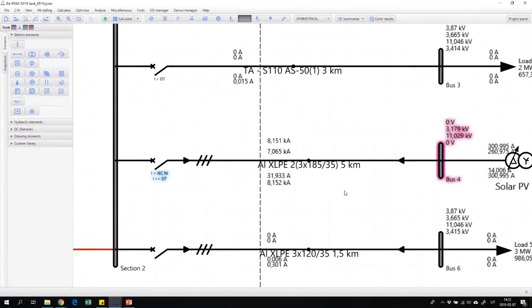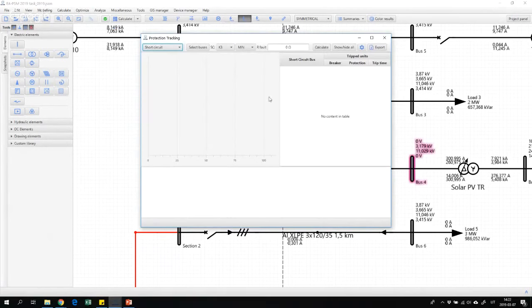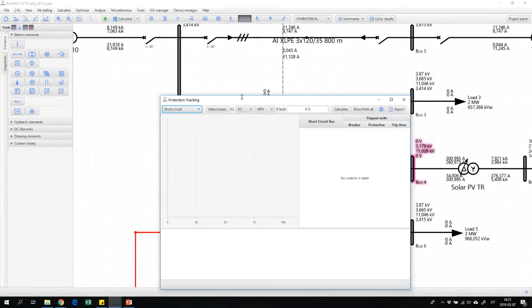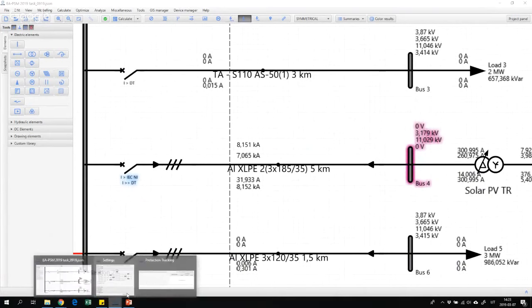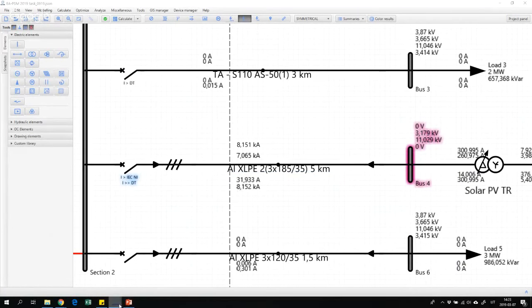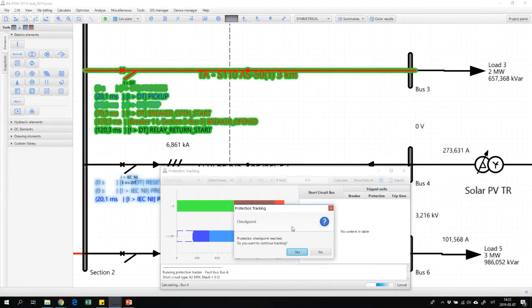Now we can use the software to check whether the protection devices and the protection coordination which we did will work as expected. For that we use a relay coordination function, actually a relay tracking function, and it is possible with this function to select a particular bus in the network. For example, let's select bus 4, and simulate a short circuit in this particular bus, so that we will be capable to estimate which protection devices will trip in this short circuit.